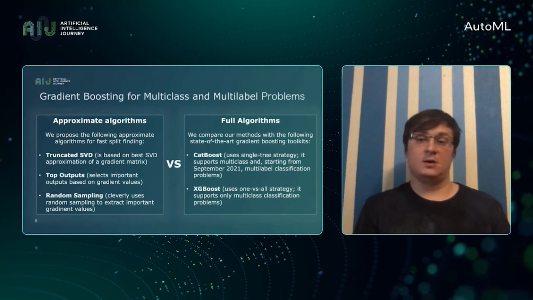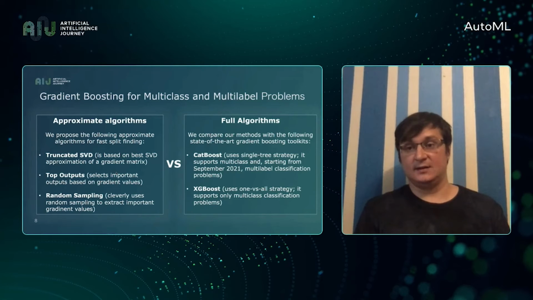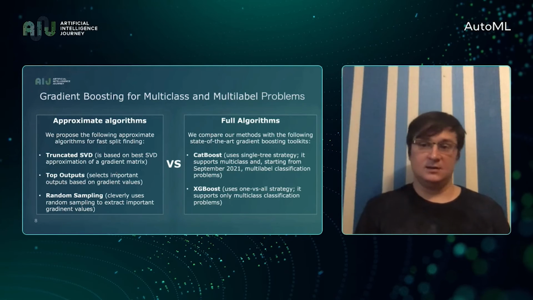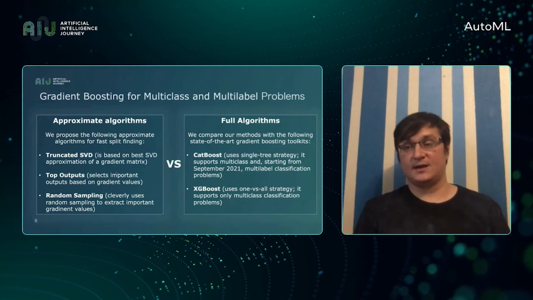Let's have split search not around the full matrix of gradients, but on some approximation to this matrix. That's why we came up with three strategies. That is approximation of a gradient matrix with the best SVD. The second one is selecting important outputs based on gradient values. And the third one is just random sampling of these gradient values per each iteration with a probability proportional to the gradients. So the more an output needs updating, the more chance for us to choose this output.